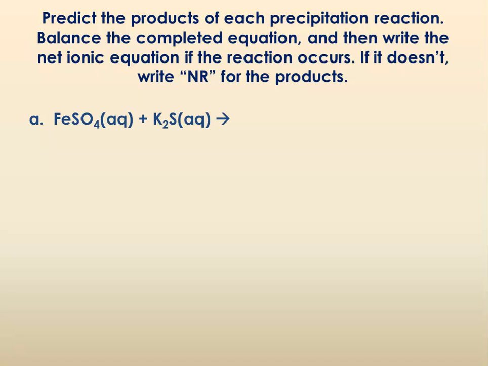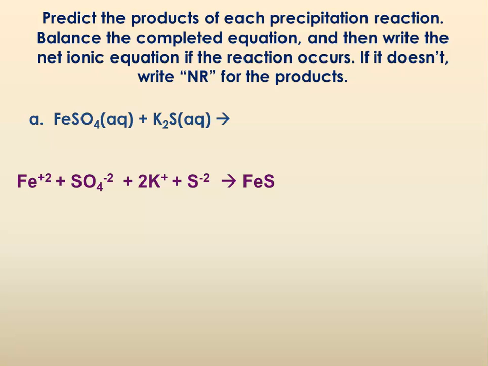So if you remember back from when we did this previously, potassium and iron are going to switch places. And so Fe is going to go off with S and K is going to go off with SO4. So there's our iron and sulfate ions, and there's our potassium and sulfide ions. So again, Fe switches places with K and joins up with sulfur.